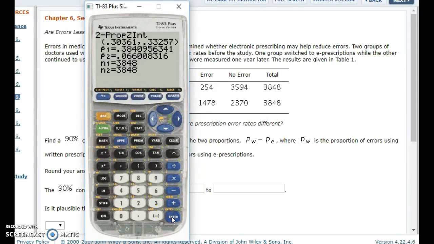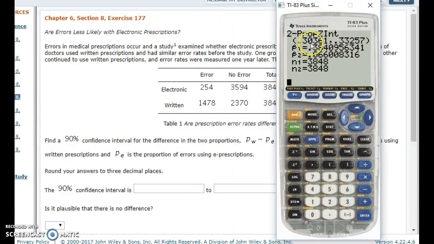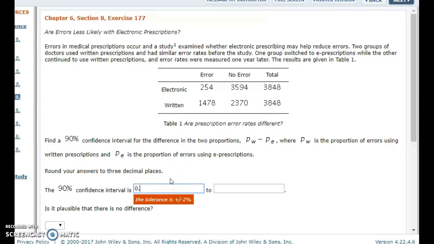And I say calculate, and this gives me, well, look at this difference between p hat 1 and p hat 2. 38% errors with written versus 6.5% with the electronic. That's a huge difference. So I'm looking between, we want 3 decimal places, so I'd say 0.304 and 0.333. 0.304 to 0.333. Let me just double check the calculator.